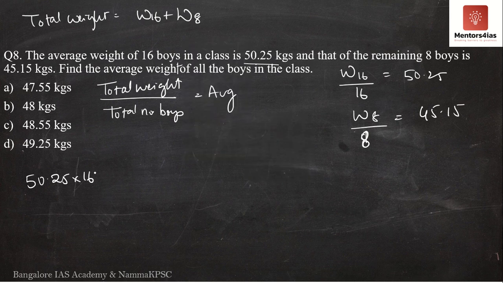Okay, so 50.25 into 16 plus 8 into 45.15, that is W8, that is nothing but 8 into 45.15. This divided by the total number of boys, that is nothing but 24.